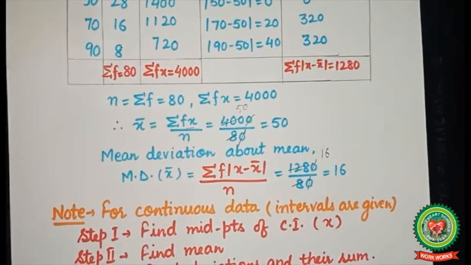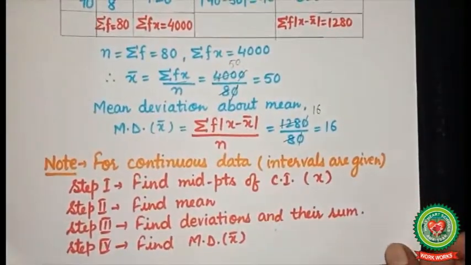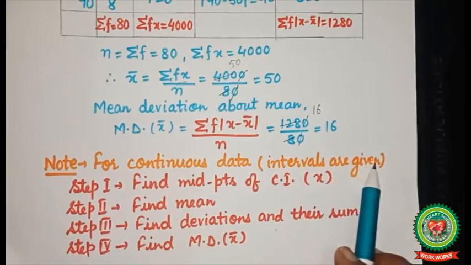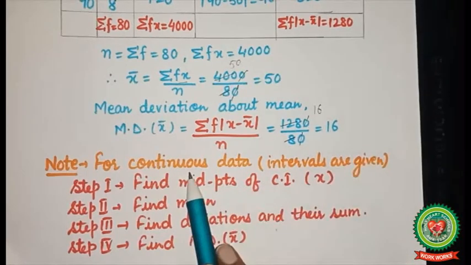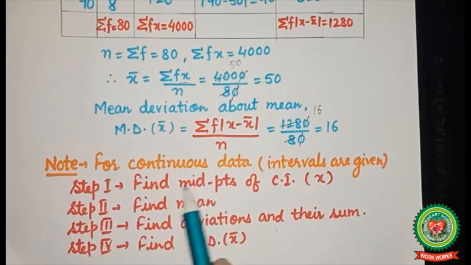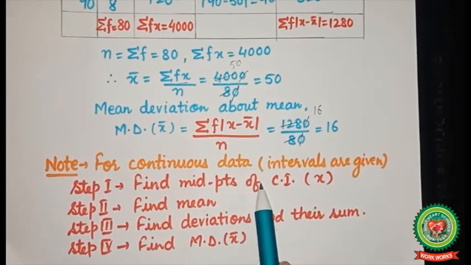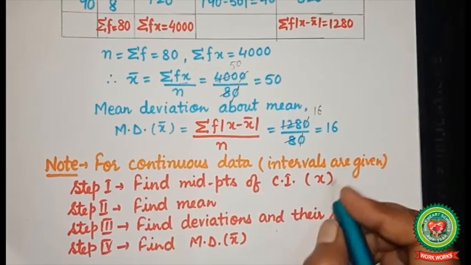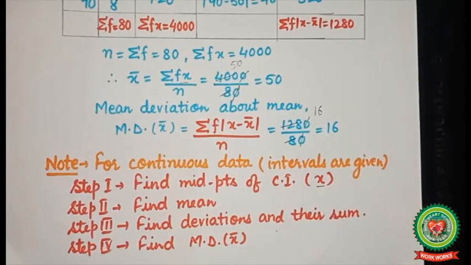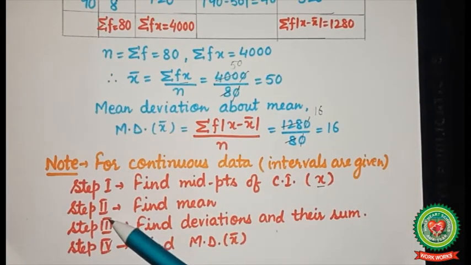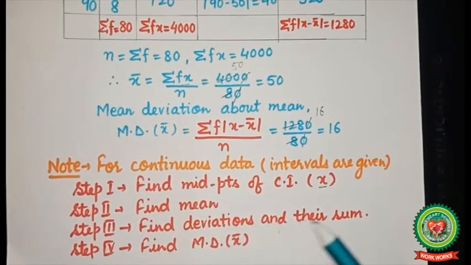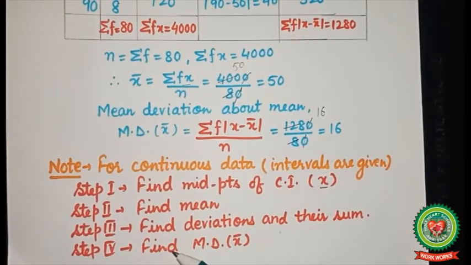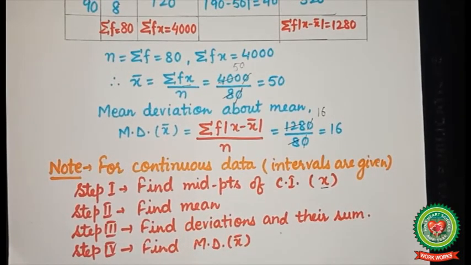Similarly, we also have continuous data. In continuous data, intervals are given. We follow the same steps in the case of continuous data. Only in the first step, we find the midpoints of the class intervals and denote them as x. The next steps are the same. In the second step, we find the mean. In the third step, we find the deviations and their sum. And in the fourth step, we find the mean deviation about the mean.